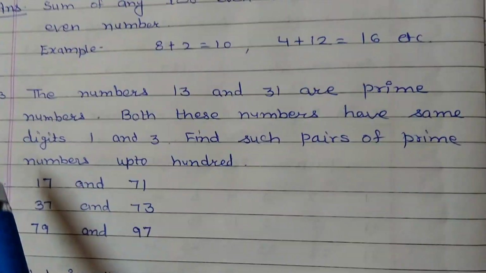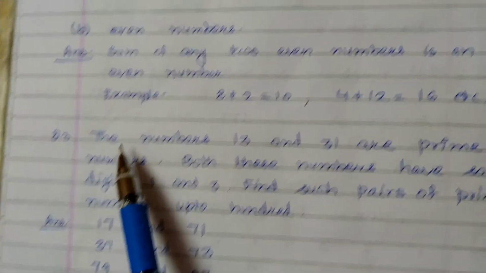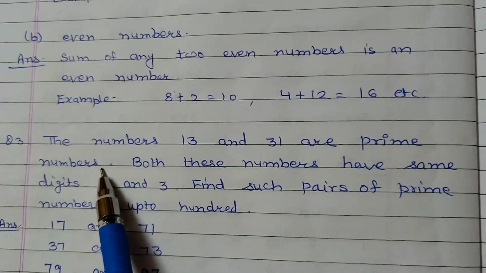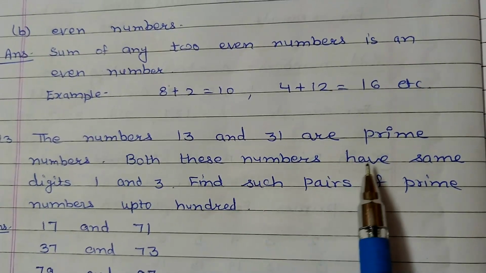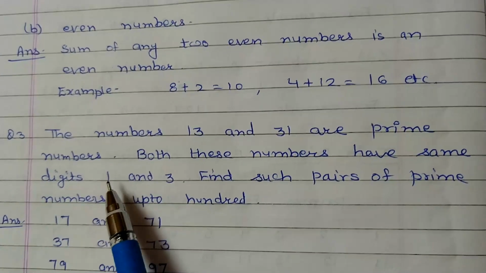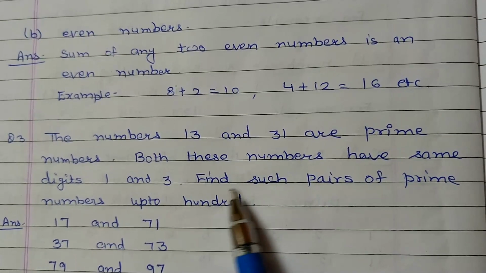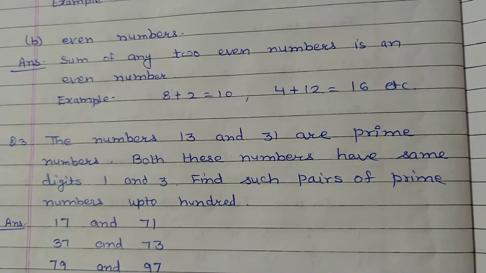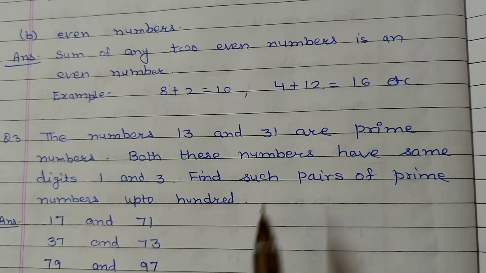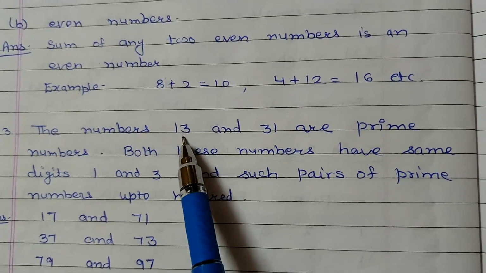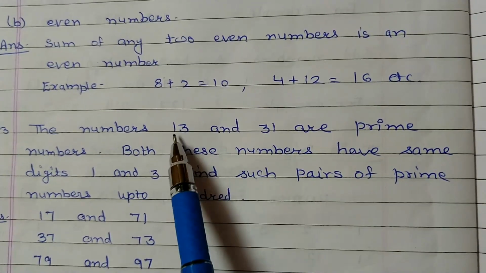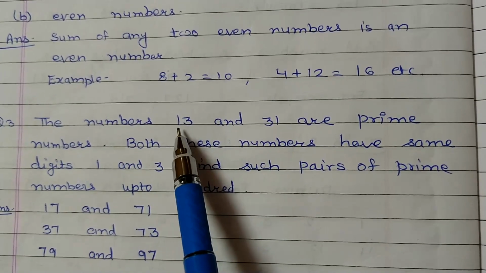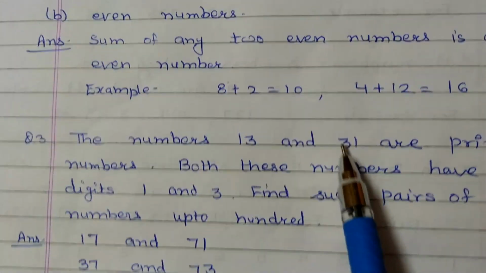Okay. So now question number 3. The numbers 13 and 31 are prime numbers. Both these numbers have the same digits 1 and 3. Find such pairs of prime numbers up to 100. So first of all, what is the meaning of this question? See this. 13 and 31. In both the numbers, the same digits are used. Yes, 1 and 3. Here also 1 and 3.